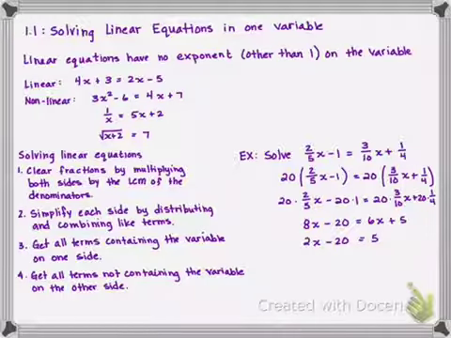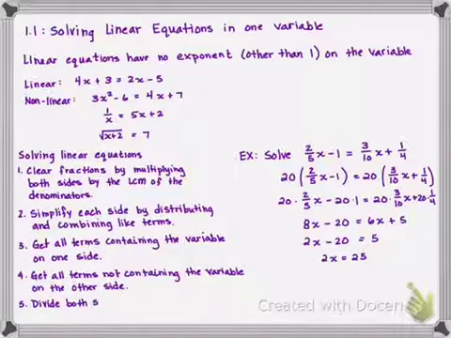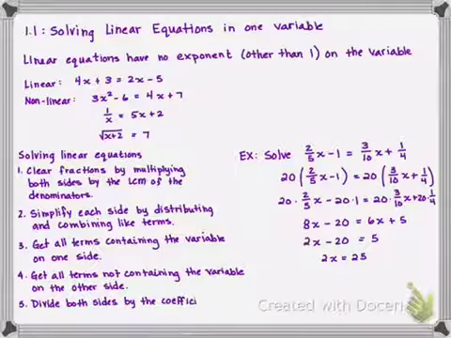So I'm going to add 20 to both sides. If I add 20 to the left side, I'm left with 2x. If I add 20 to the right side, I get 25. And then the very last step is to divide both sides by the coefficient of the variable.